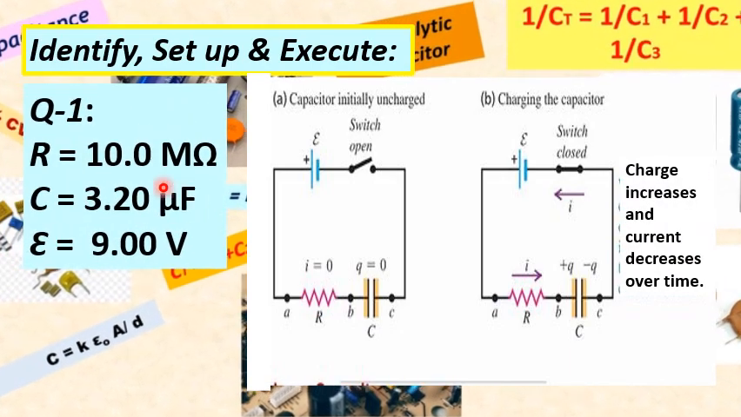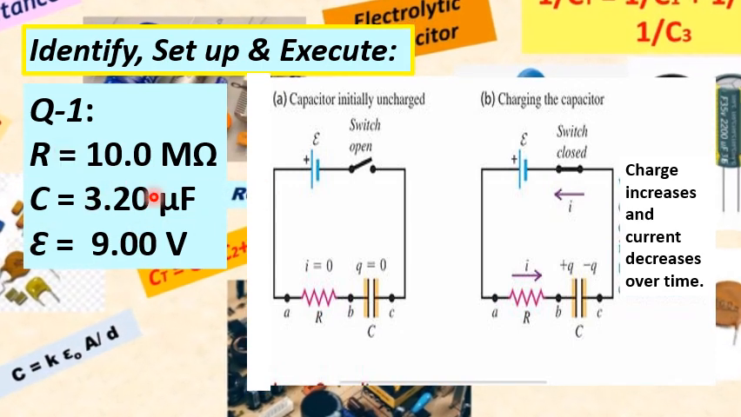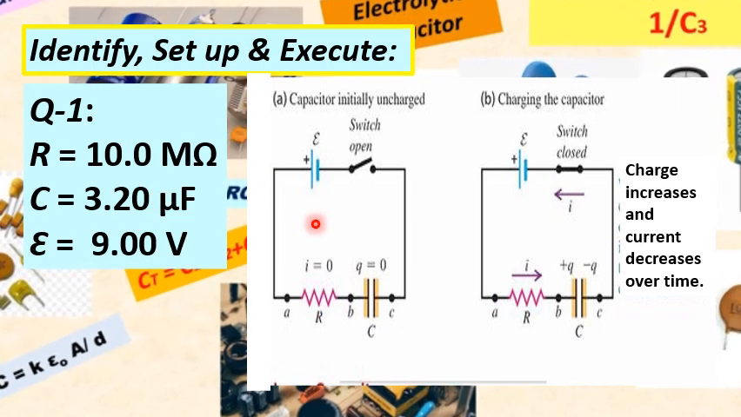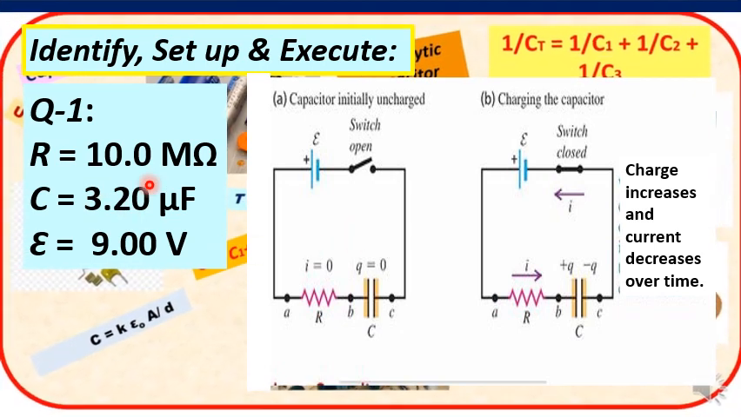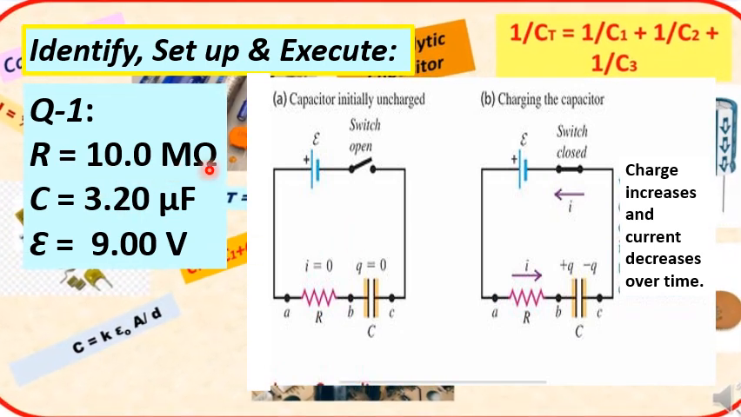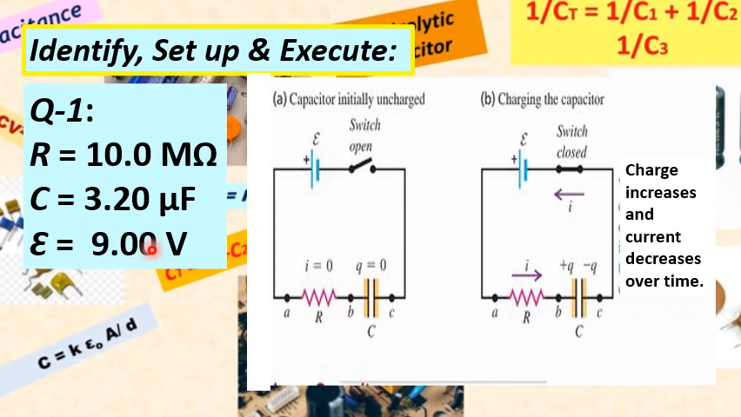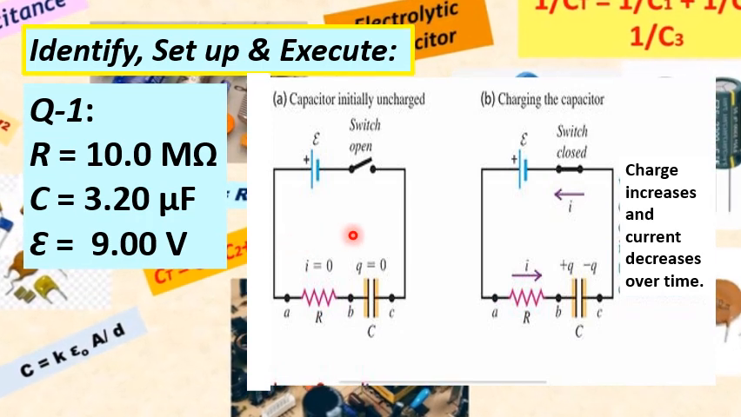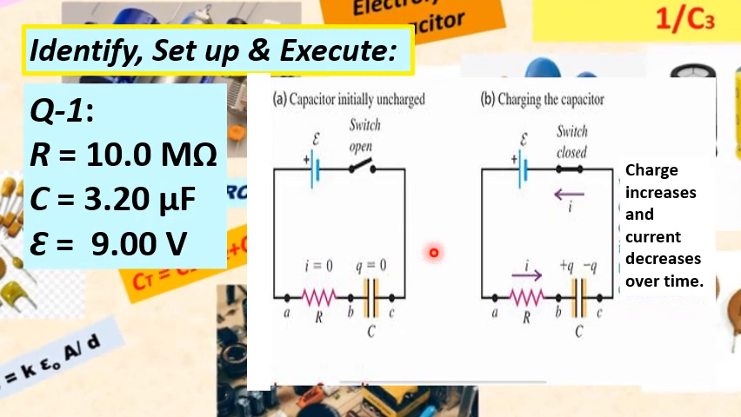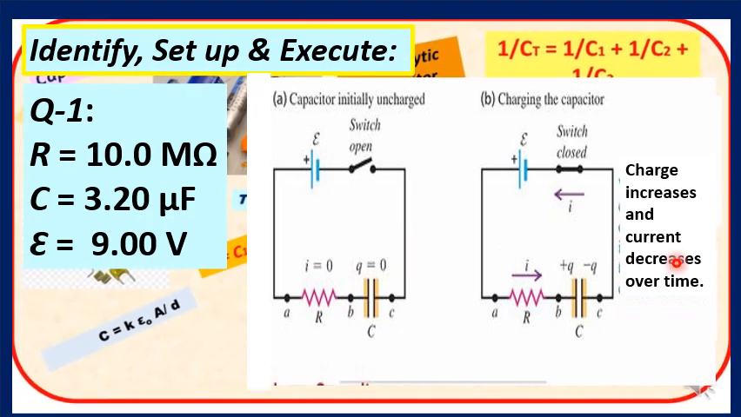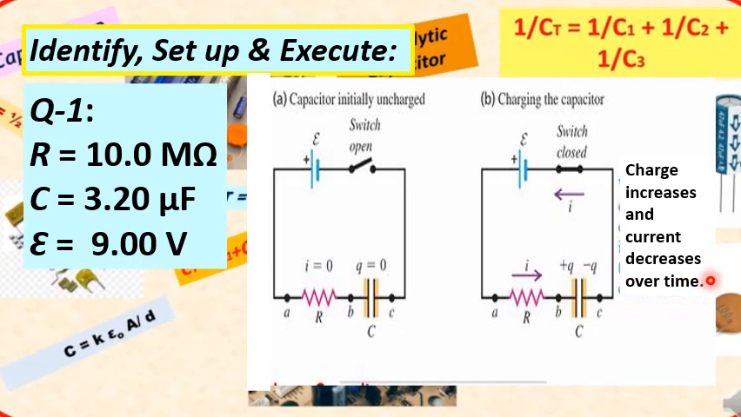As shown in the figure, the 3.20 microfarad capacitor is initially uncharged and is connected in series to a resistor of 10.0 mega ohm and a battery with an EMF of 9.00 volts. Initially, both current and charge are equal to 0. During the charging, the charge of the capacitor increases over time while the current decreases.